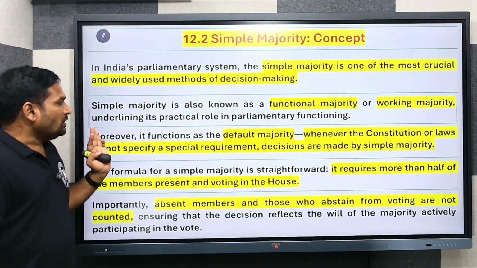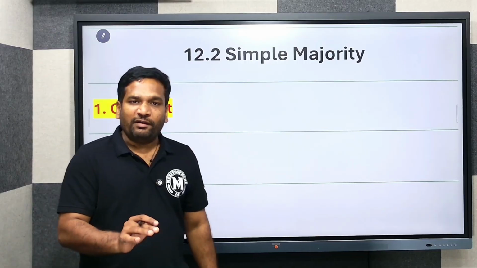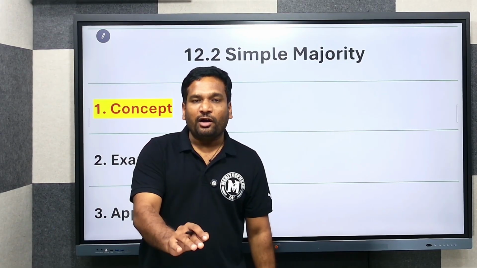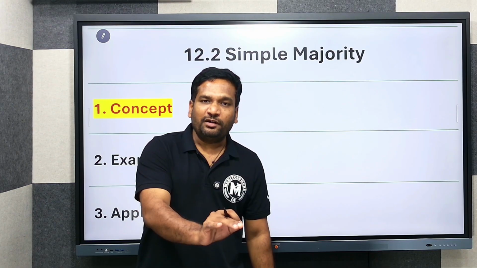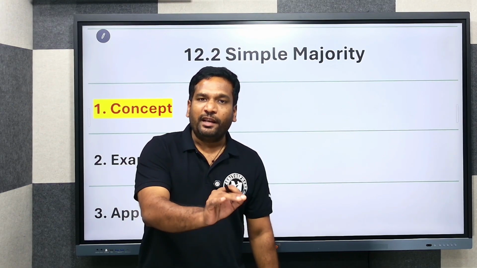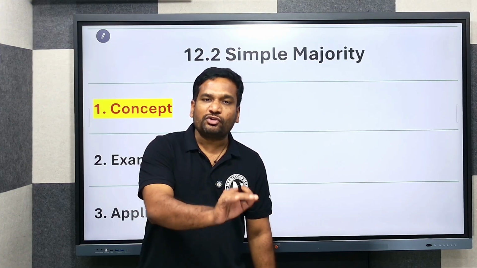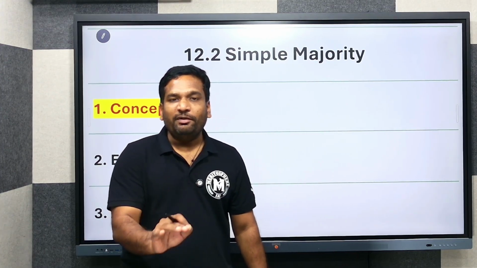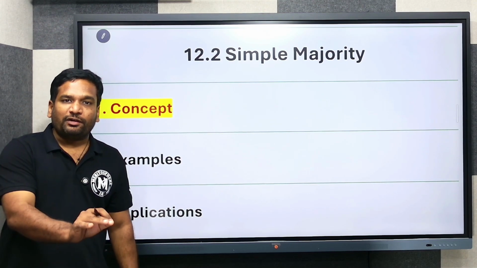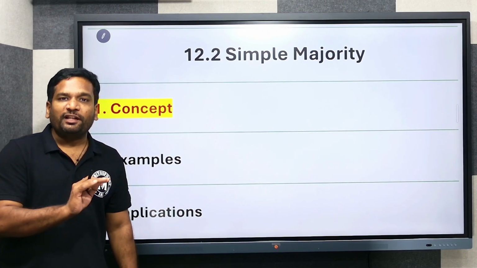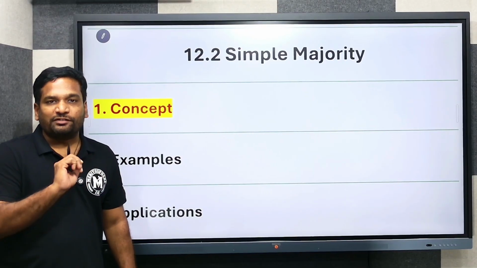Got my point? It is also known as the default majority, because wherever in the Constitution or in any law made by Parliament no special requirement of majority is mentioned, the decisions are made with the use of simple majority. Whenever nothing is mentioned about the majority required, the simple majority is used for making the decisions. Got my point?